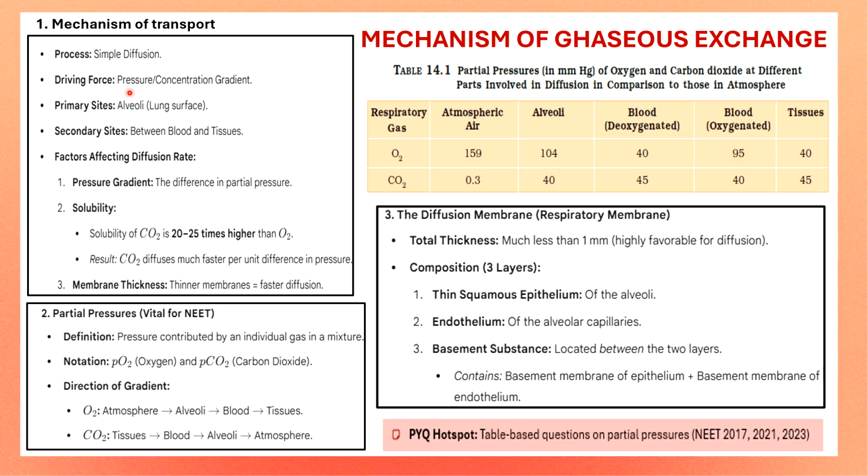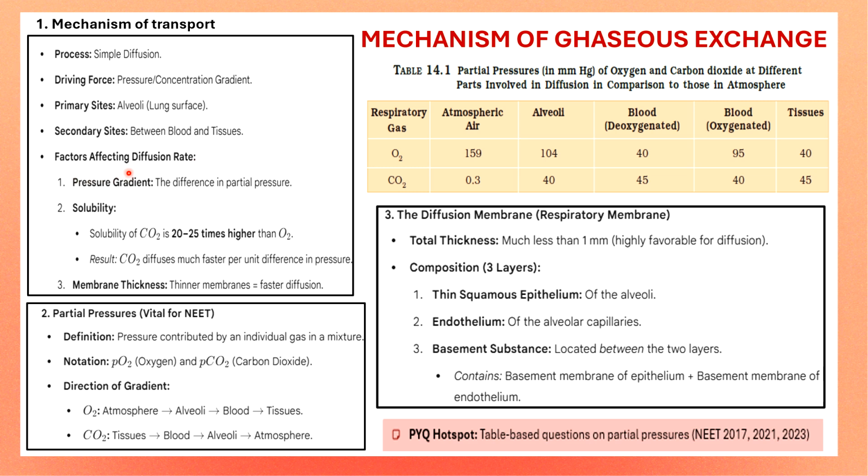So what is the driving force? What is the reason behind the transport of the gases? That is the difference in the concentration gradient or the pressure gradient of the respective gases. The primary site at which this gaseous exchange takes place is the alveoli in the lungs, and the secondary site is between the blood and the tissues.